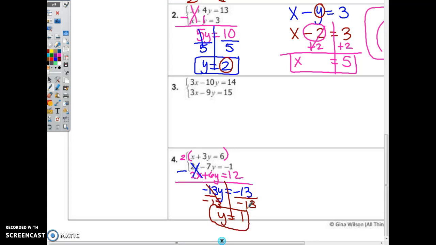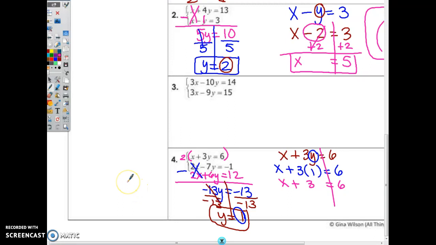So which one do you want me to plug it into? The top one, the original one, okay? So I'm going to use x plus 3y equals 6. And I'm plugging my 1, right, in place of my y right here. So I have x plus 3 parentheses 1 equals 6. So we multiply. 3 times 1 is 3. So x plus 3 equals 6.